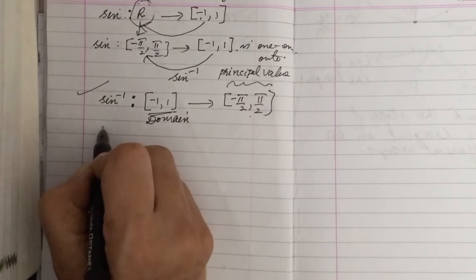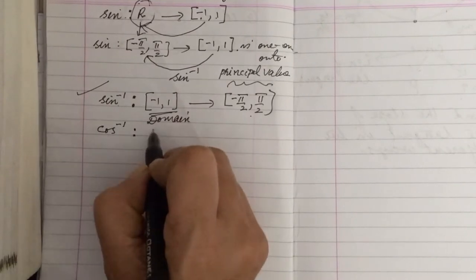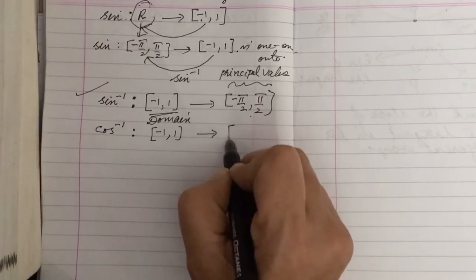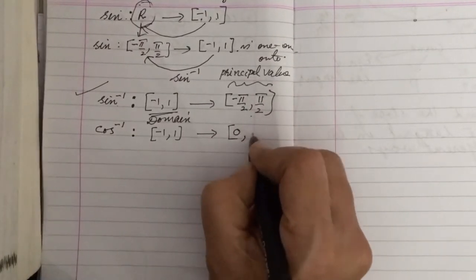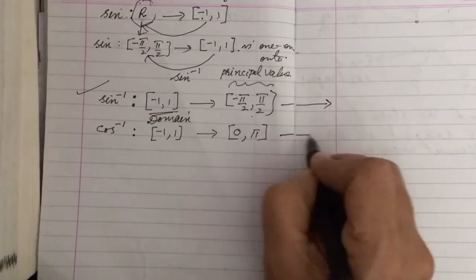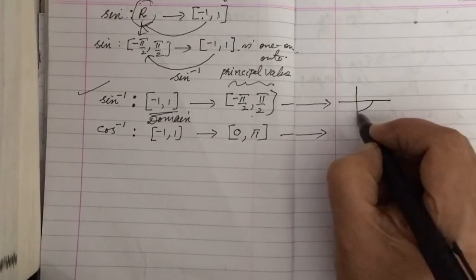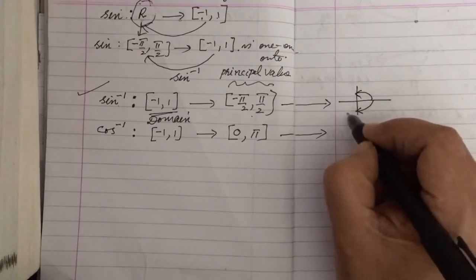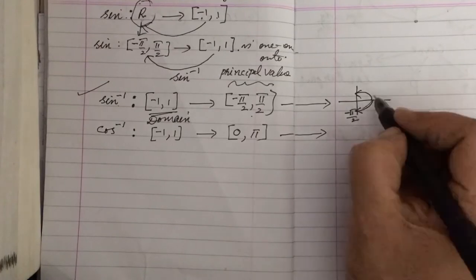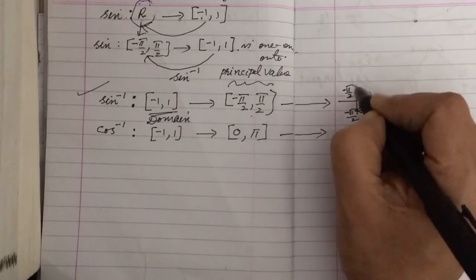Similarly, we can restrict cosine function, and cos inverse is also defined from minus 1, 1 to, here you notice that the range is from 0 to pi. And it is very easy to recollect it if you remember these two pictures. One, I draw like this. Here it is minus pi by 2. The angle is taken in the clockwise direction, and this is anti-clockwise direction. So plus pi by 2 comes here.